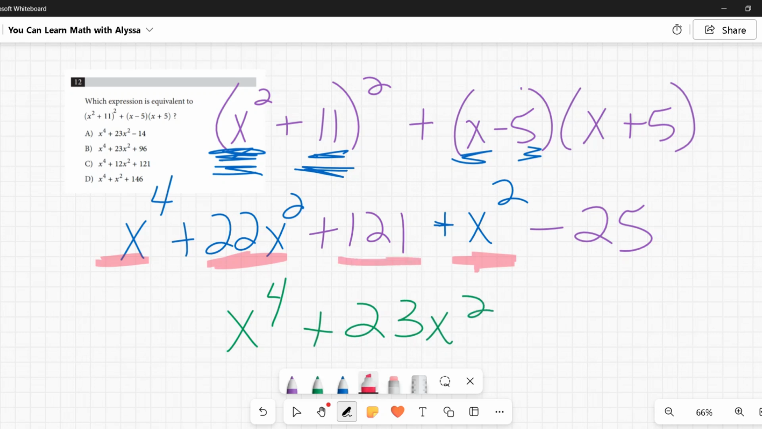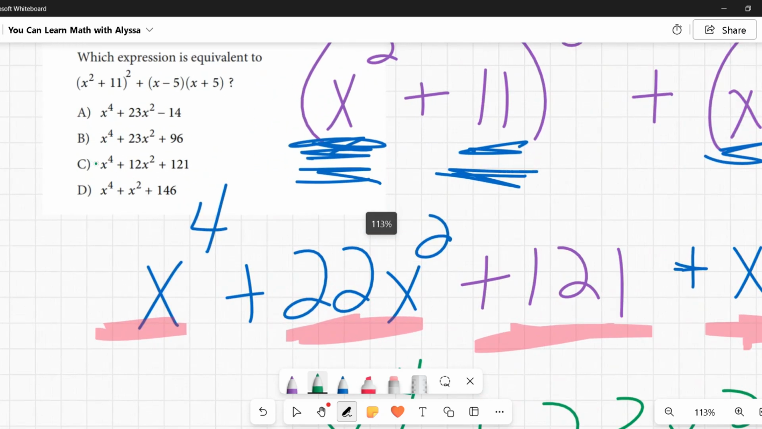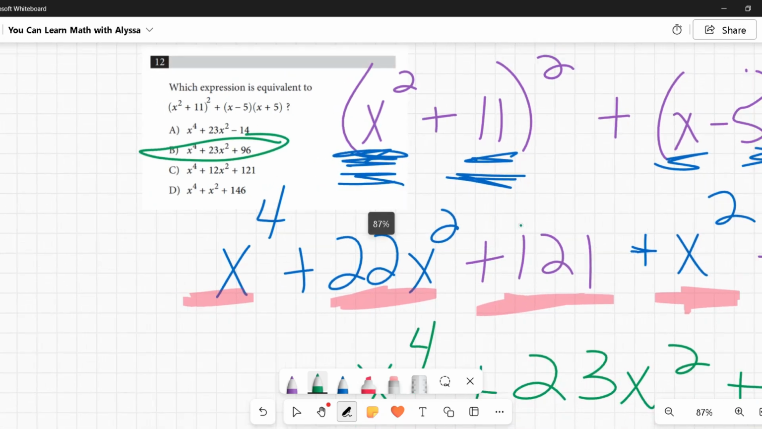And then I have my constants 121 and negative 25. So 121 minus 25 would be 96. So x to the 4th plus 23x squared plus 96. And sure enough, that's B. And that is my answer.